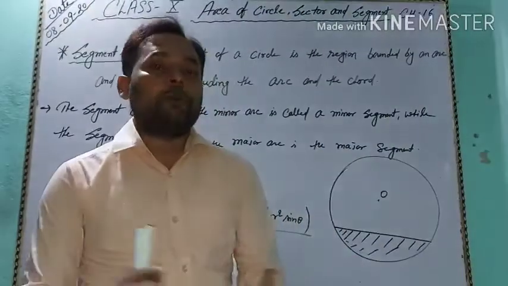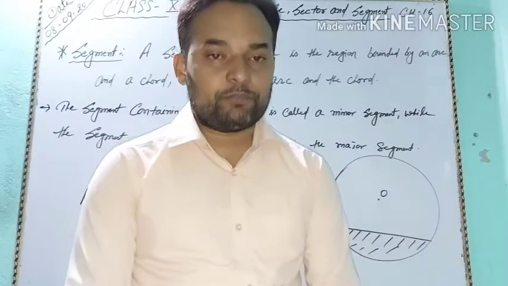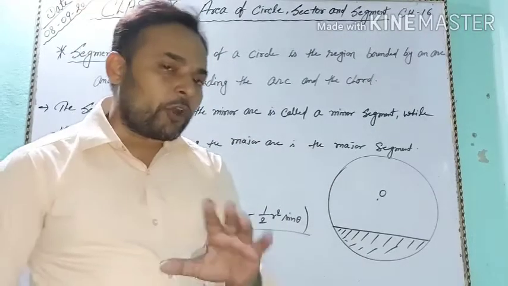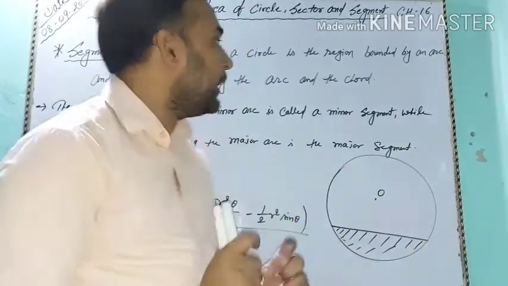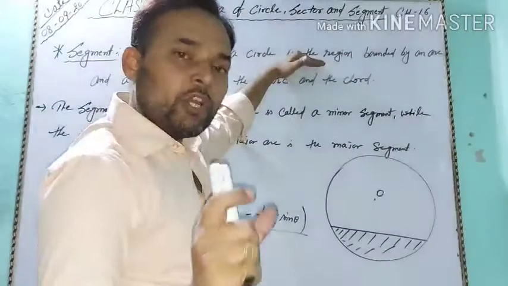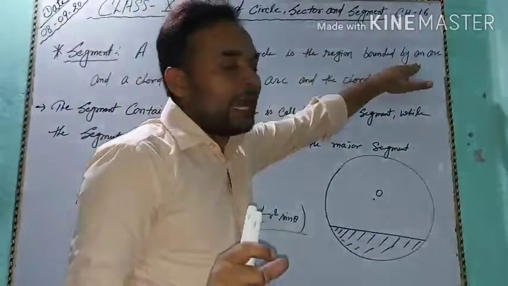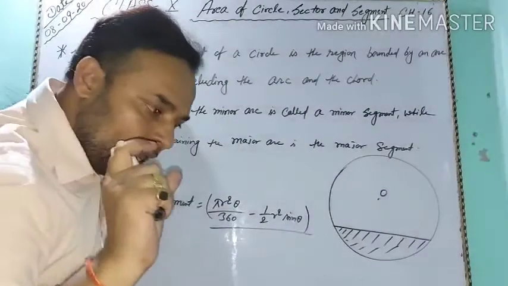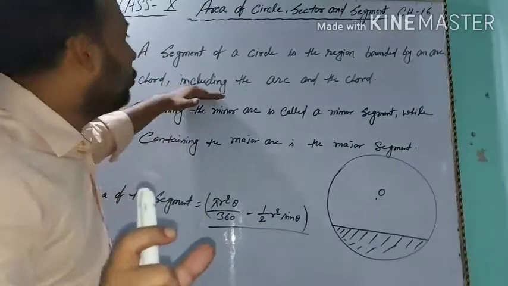What is the segment of a circle? A segment is the part of a circle, or that region of the circle which is bounded by an arc and a chord. So a segment of a circle is the region which is bounded by an arc and a chord, including the arc and the chord.